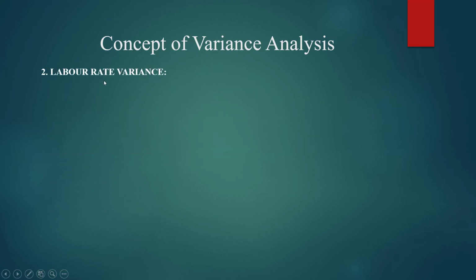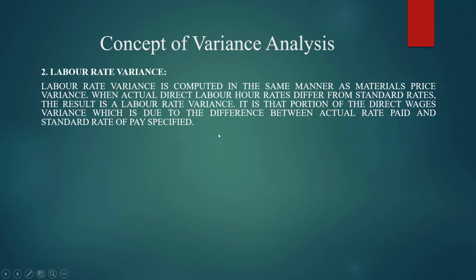Now rate is denoted with the price, money: how much money has to be given, how much wages have to be given to the workers for a particular work to be done, how much production they have to do, how much output they have to produce. Okay, for that reason the rate will be determined. The rate will be set by the organization, that is the standard rate. And the difference between the standard rate and the actual rate will give you the labor rate variance.